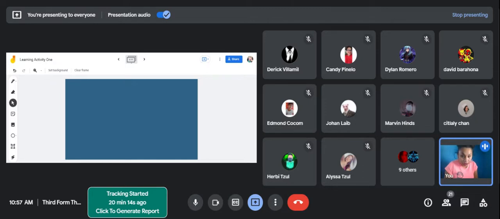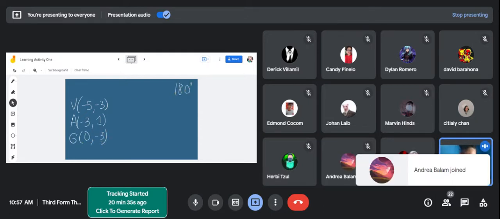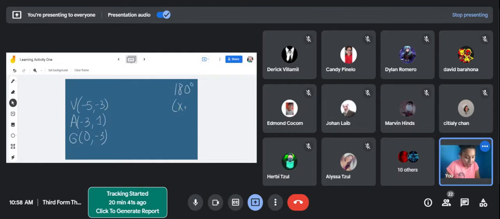So now I'm going to write the points. You have V, which is -5, -3. You have A, which is -3, 1. And then you have G, which is 0, -3. And this one is under a 180-degree rotation. And if we recall what a 180-degree rotation is, I have my original points, and the points do not change place, but they are inverted. So both of them are inverted in the signs, right? That is what the 180 states.